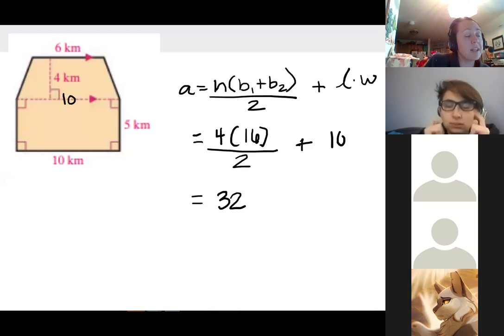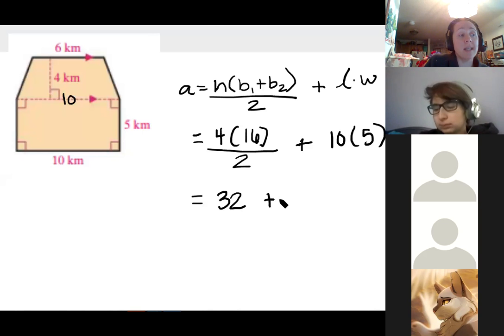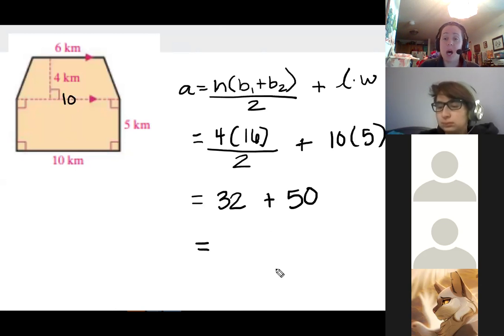So we go 10 times 5. 10 times 5 is 50. So what do we get for our final area when we add them together? 82, says Serafina. Do you guys agree?